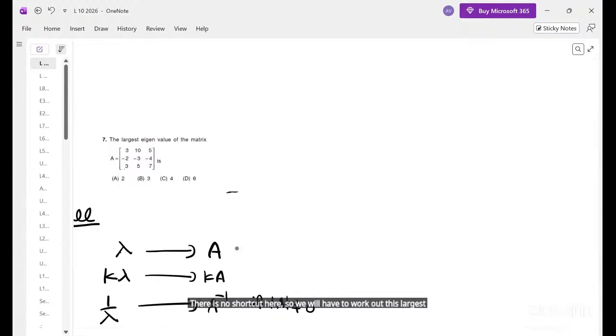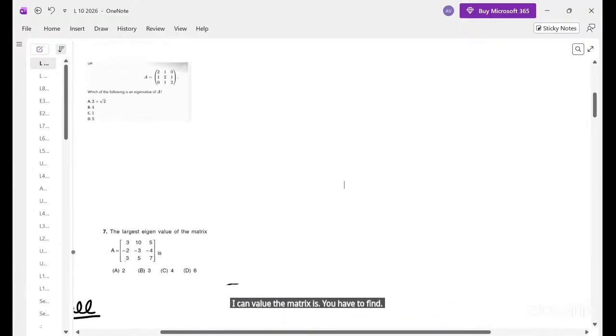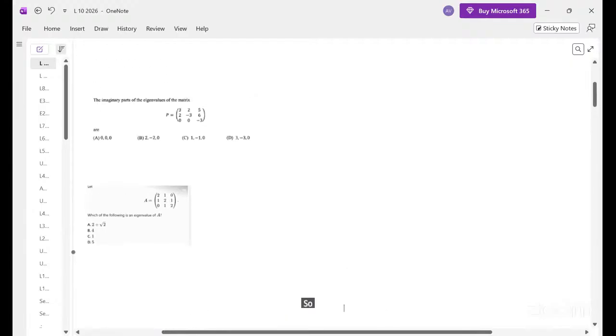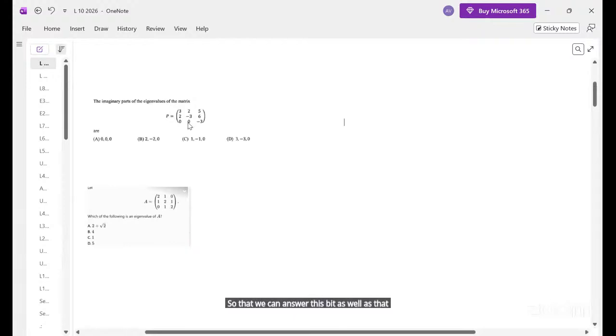Largest eigenvalue of the matrix is, we have to find. Okay. So one more here: imaginary parts of the eigenvalues are. We'll take up this 3, 2, 5. This we'll try to copy so that we can answer this bit as well as that.